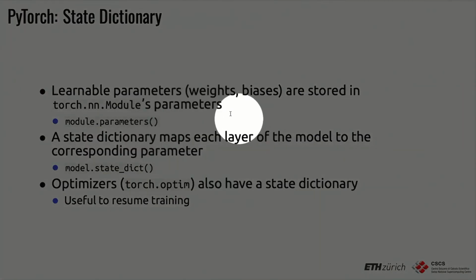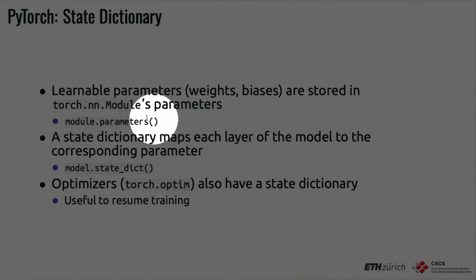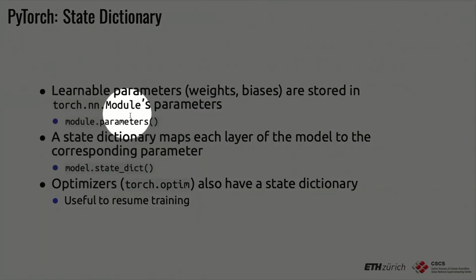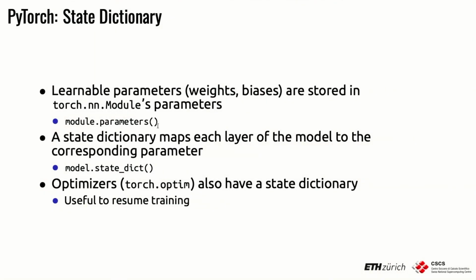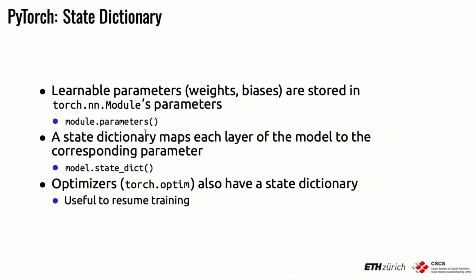So the learnable parameters, as we have seen, the weights and biases of your deep learning layers, are stored within the nn.Module with the respective nn.Module class as parameters. And you can access the parameters of your model with the parameters function. And this gives you essentially the PyTorch tensors that correspond to the parameters.